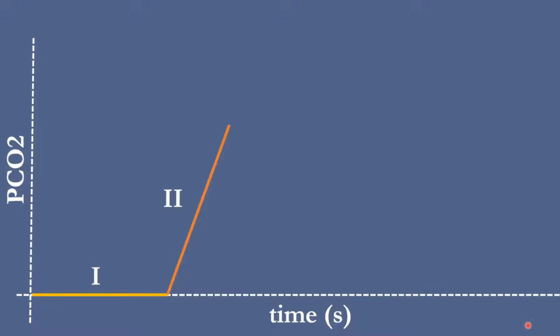But then once we start to empty the anatomic dead space and move into the alveolar ventilation, we start to see this upstroke in phase 2. And then where the alveolar ventilation really happens is in this third phase, and at the end of that third phase is where we measure the end tidal CO2.